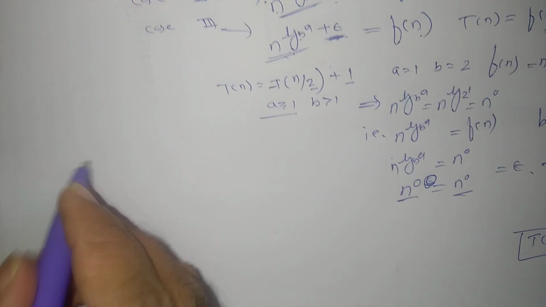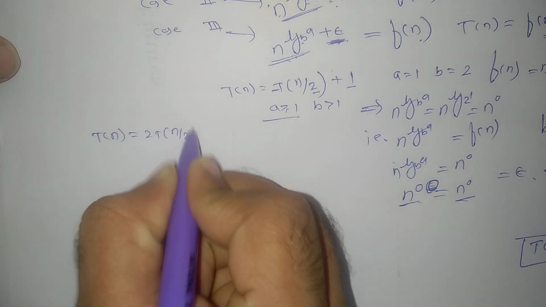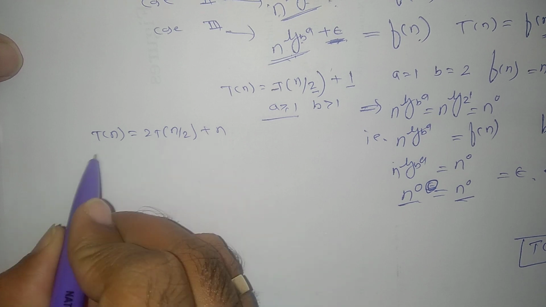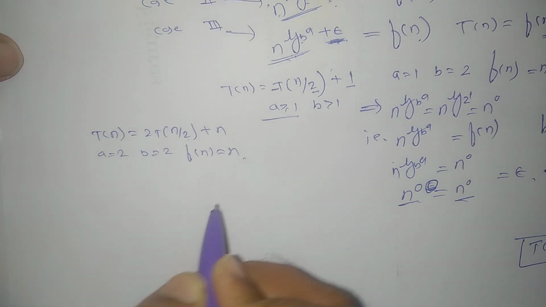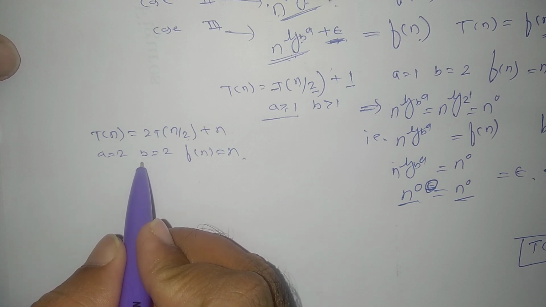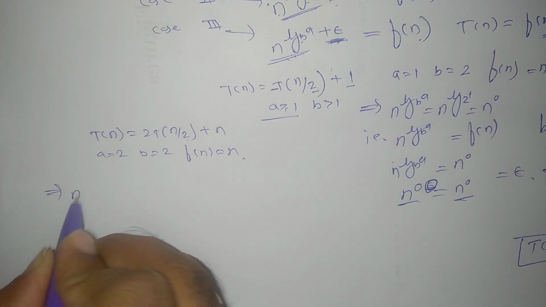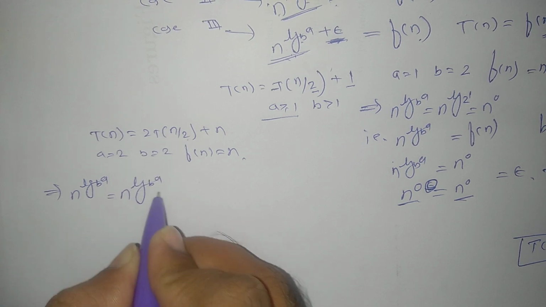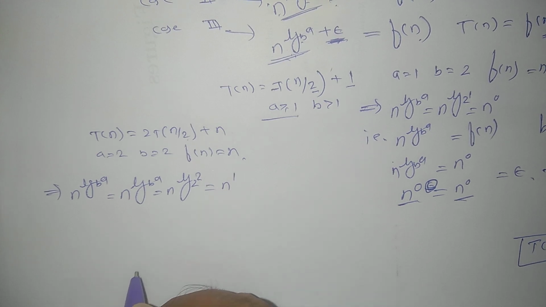We'll check one more example, that T of n equal to 2T of n by 2 plus n. Can we implement the master theorem? Check the condition. Yes, a equal to 2, b equal to 2 and f of n equal to n. If we compare with the master theorem, the condition is b must be greater than 1, which is satisfied. We'll solve this question. Step 1, n to the power log a by b, which I have to find out. n to the power log a by b is nothing but n to the power log 2 by 2, which is equal to n to the power 1.